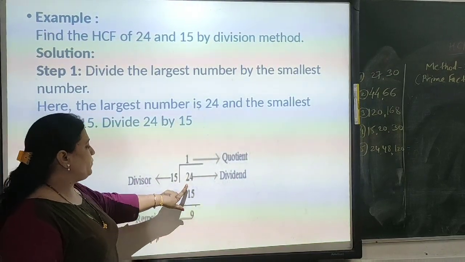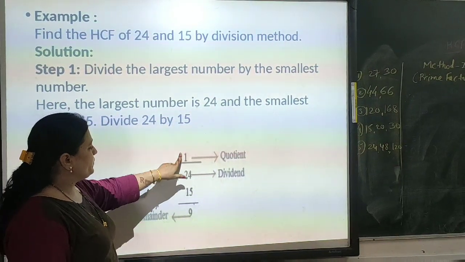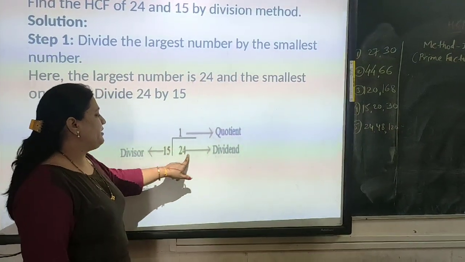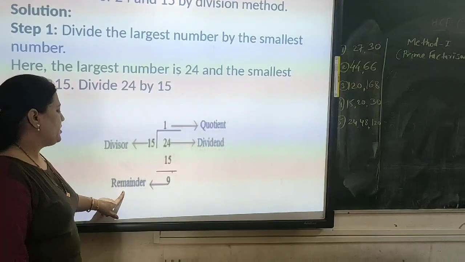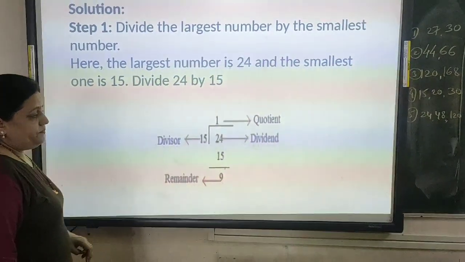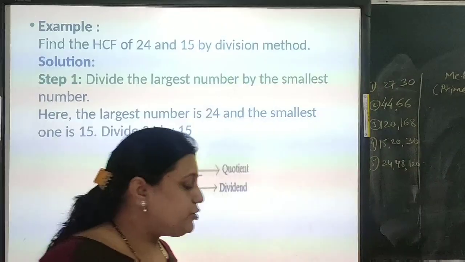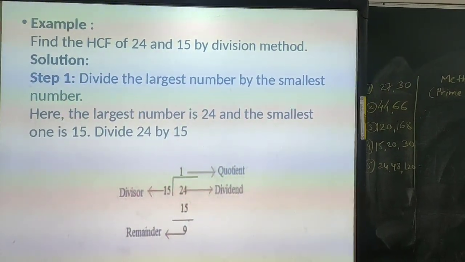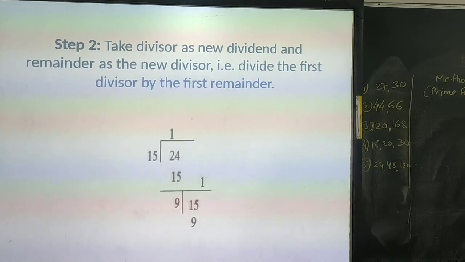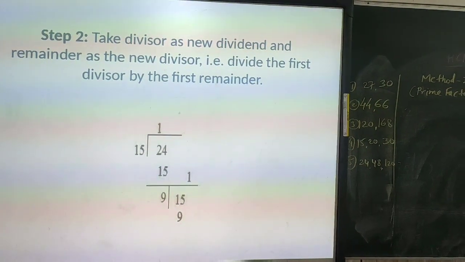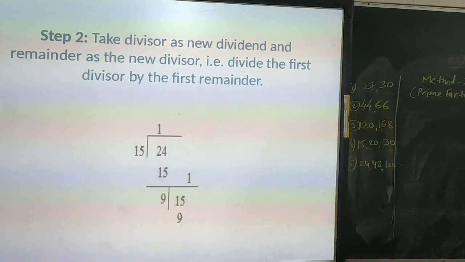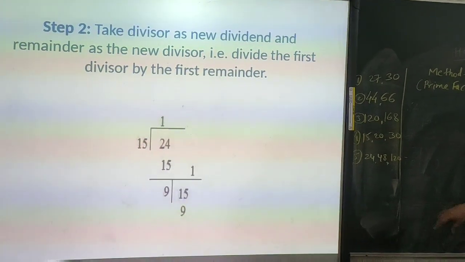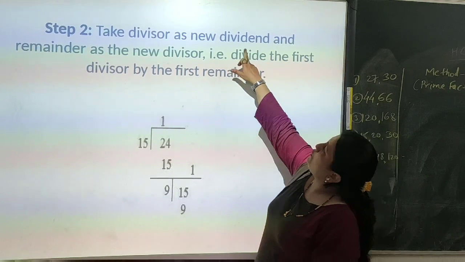So see here, 24 we are dividing by 15. 15 ones are 15. Remainder is 9. So quotient is 1, dividend is 24, divisor is 15 and remainder is 9. Now the next step is that whatever remainder we have received, that remainder will become our new divisor, and take the divisor as the new dividend.